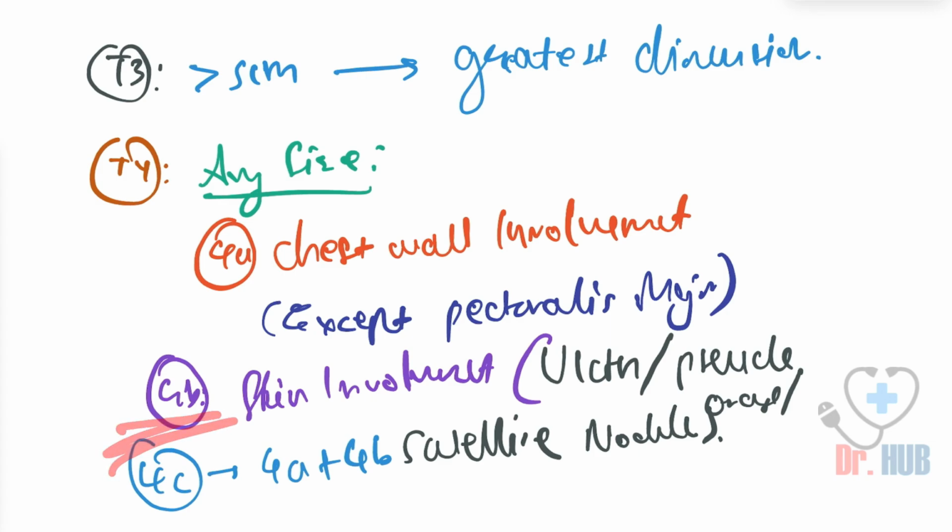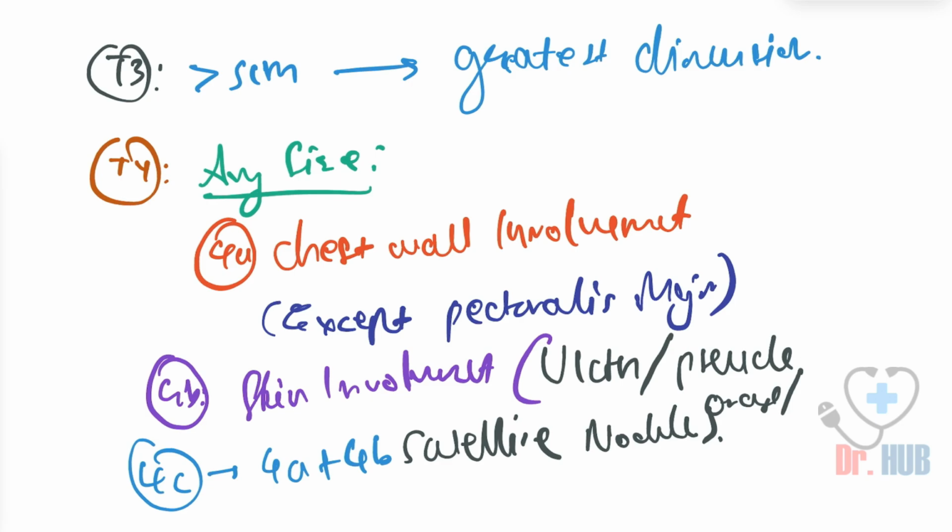What does 4A involve? 4A involves the chest wall, except the pectoralis major. Then in 4B, there is skin involvement, in the form of ulceration. There can be peau d'orange appearance. There can be satellite nodules which can be seen. Then what is 4C? 4C is nothing but a combination of 4A and 4B.